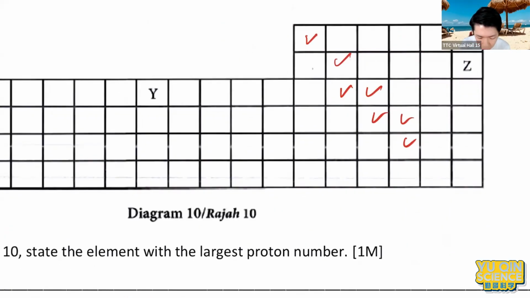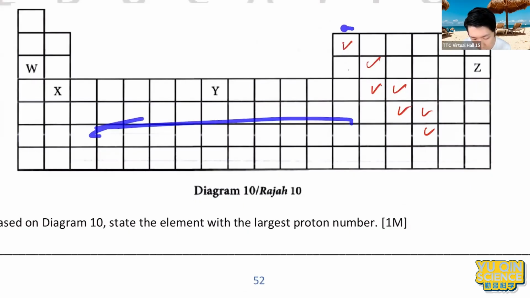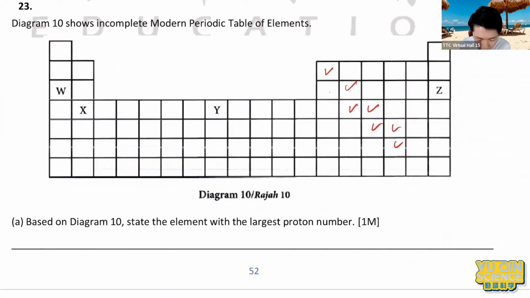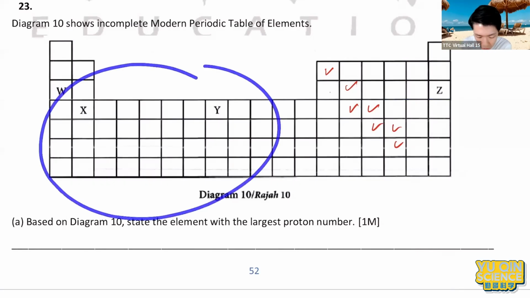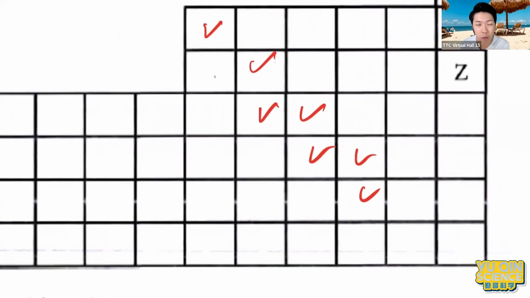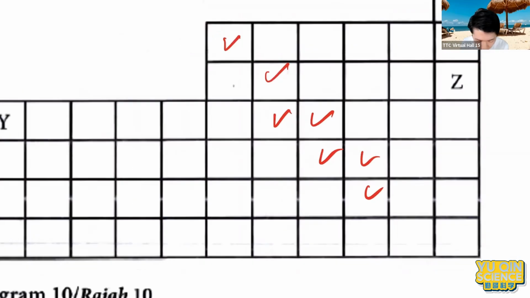So I know everything on the left should be metal. Everything on the left before the staircase is metal, except for this sneaky guy here called hydrogen. It's a non-metal, and everything on the right side should be non-metal. So metal, semi-metal, non-metal. That's how I remember. I just have to sort out my staircase, my semi-metal. Again, corner, down, right, down. Okay, cool.